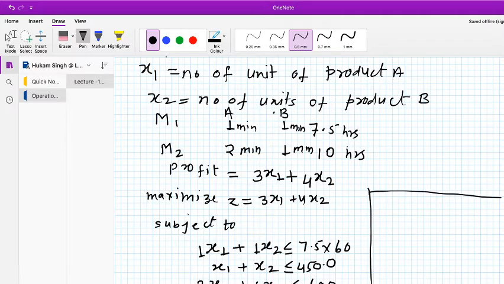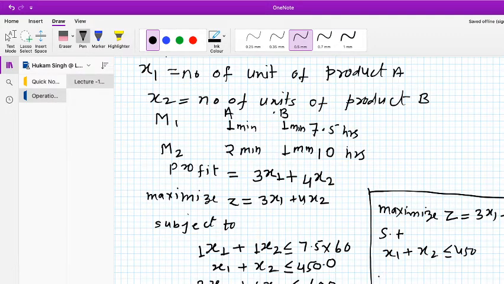So let me write it here so that you can understand it. Our objective is to maximize Z equals 3x1 plus 4x2, subject to the constraints. The first constraint is x1 plus x2 less than or equal to 450, and the second constraint is 2x1 plus x2 less than or equal to 600.